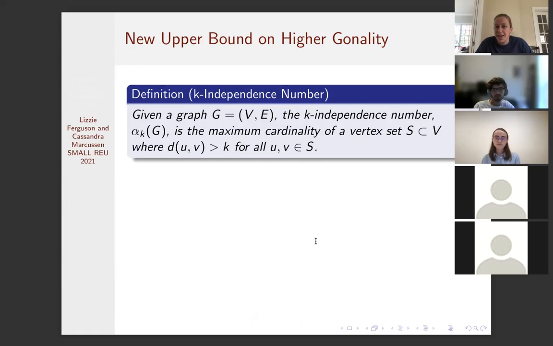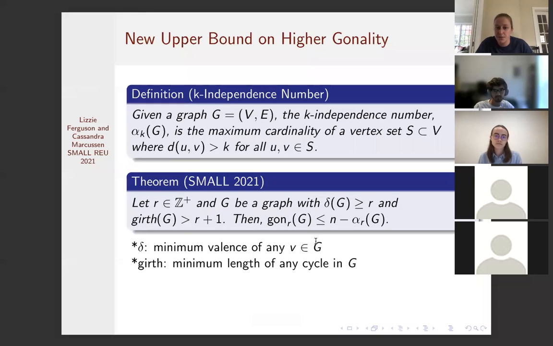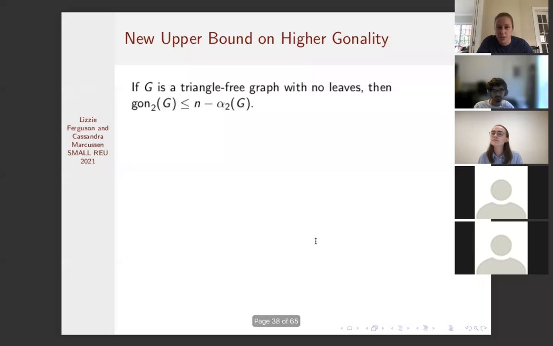So we use the R independence number, which is the maximum size of a set where any vertices are greater than R distance apart, to prove this new upper bound for graphs with minimum valence greater than or equal to R and girth greater than R+1. And we actually construct a divisor using this independent set to prove that the gonality is less than or equal to n minus this R independence number for graphs with these restrictions.